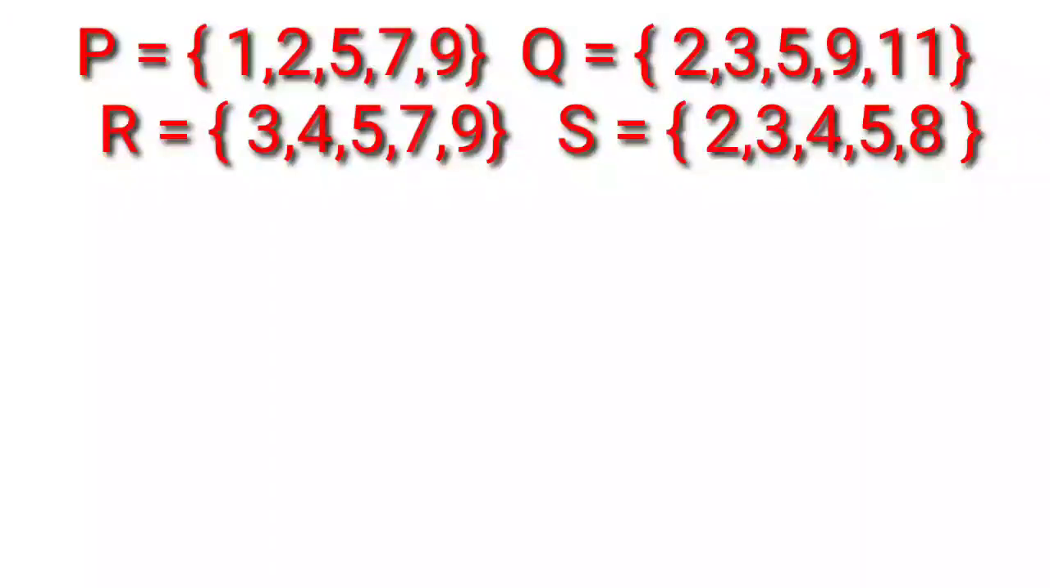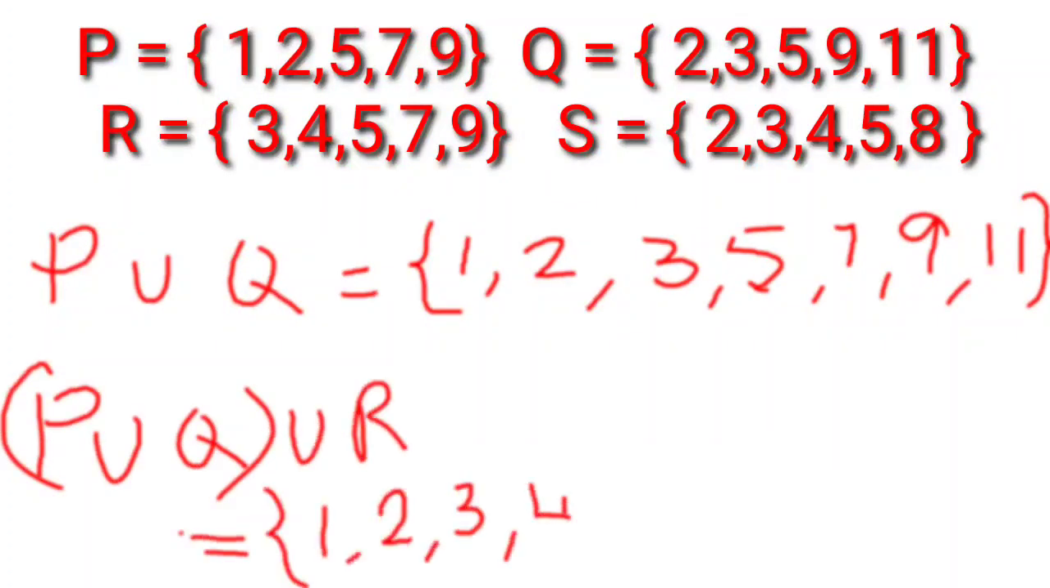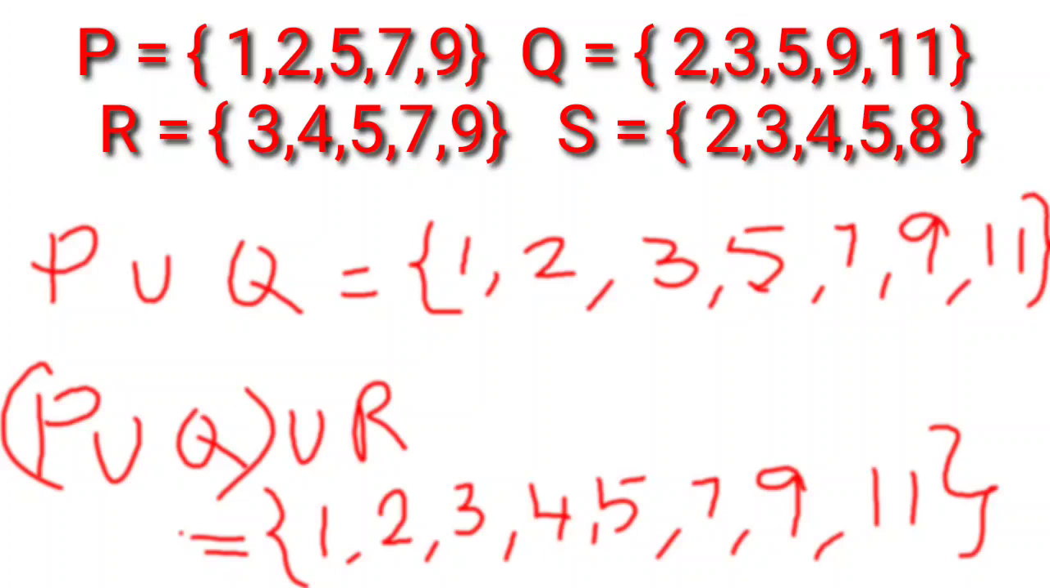To find the first sum, first you have to find P union Q, which is inside the bracket. For that you have to write all the elements from P and Q. That is 1, 2, 3, 5, 7, 9 and 11. Then P union Q union R is equal to 1, 2, 3, 4, 5, 7, 9 and 11.